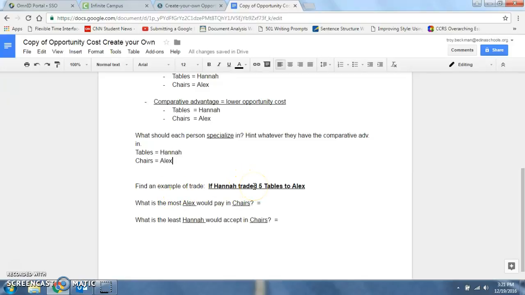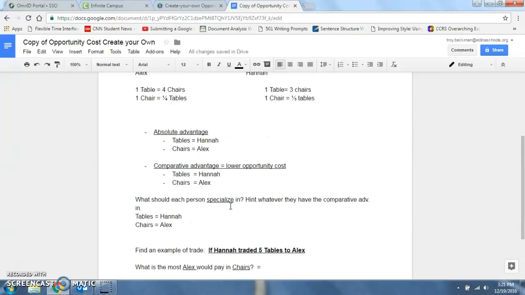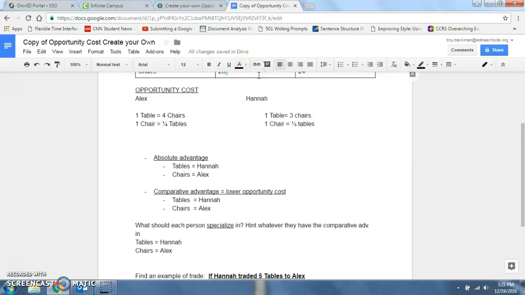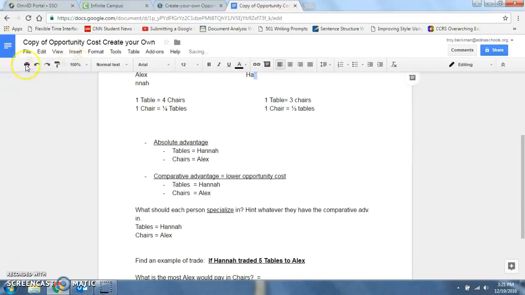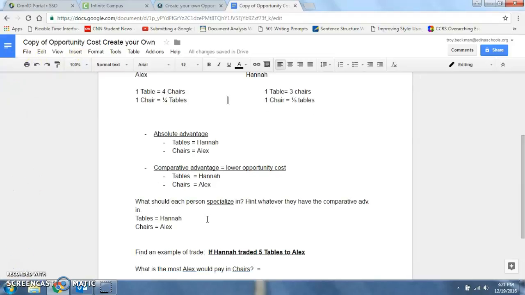If Hannah traded 5 tables to Alex, so she's trading him 5 tables, what's the most that Alex would pay in chairs? Okay? So if you can see this bottom part, 5 tables. So Hannah's right here, and she's trading 5 tables to Alex. Now, you don't even have to worry about this at all, so I'm going to take it out. You don't look at chairs. You look at tables. What's the most amount of chairs that he can make for every 1 table? It's 4. He can only make 4 chairs for every table that he makes.